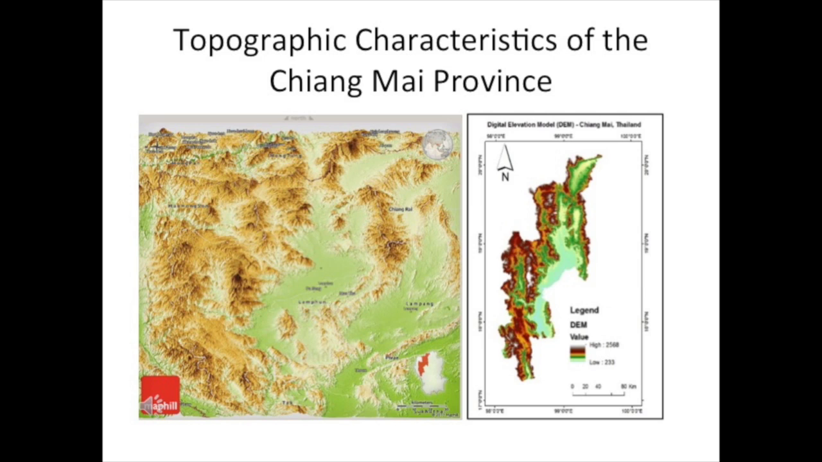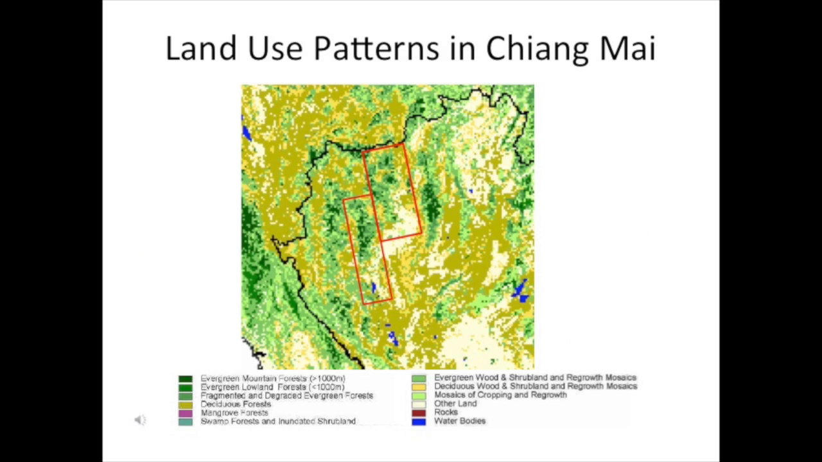There are two main seasons in Chiang Mai: the dry season from November to April and the wet season from May to October. The city and most populated areas of the province are located in the lowlands, which represent about 15% of the territory. Those areas are shown in light green in the digital elevation model of the Chiang Mai province. As you can see, the city of Chiang Mai basically lies in a valley surrounded by mountain ranges in the west and in the east.